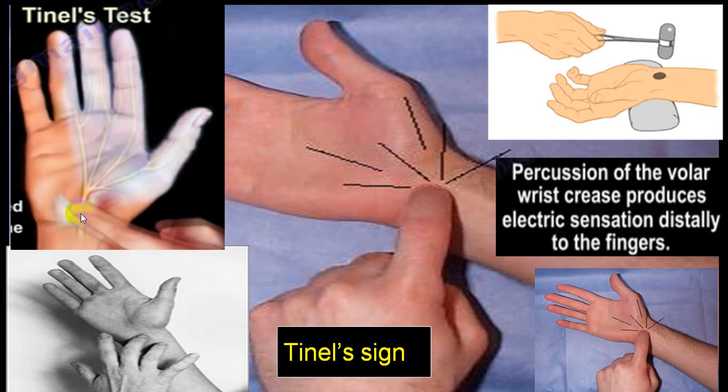Tinel test is tapping at the carpal tunnel. So percussion on the volar part of the wrist crease produces an electric sensation distally to the fingers, or you tap with the hammer or you tap with the finger. It is called Tinel sign or Tinel test, and if the person gets the typical electrical sensation, it will be more in favor of carpal tunnel.